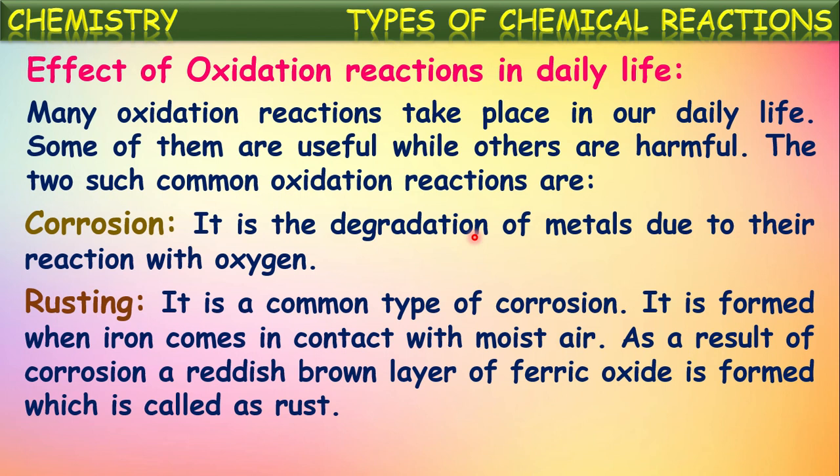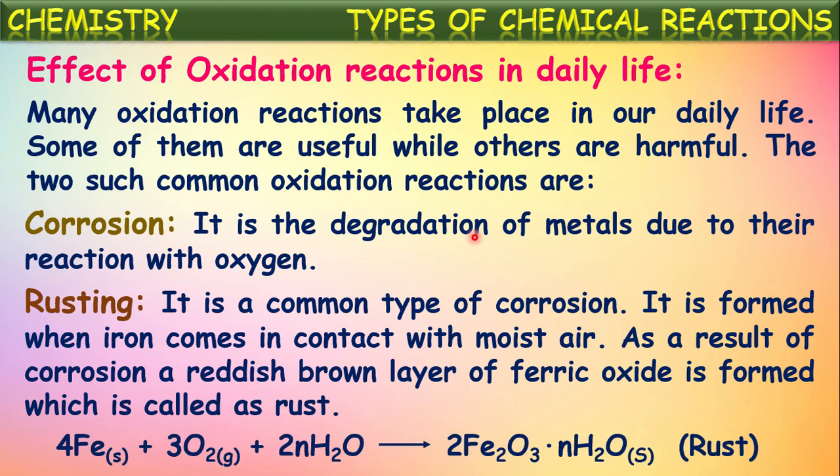As a result of corrosion, a reddish brown layer of ferric oxide is formed, which we commonly call rust. So this iron, on reaction with the atmospheric oxygen in the presence of moisture, forms iron oxide, which we call ferric oxide. This is a reddish brown color. It forms a thick layer on the iron particles. That is called rust.